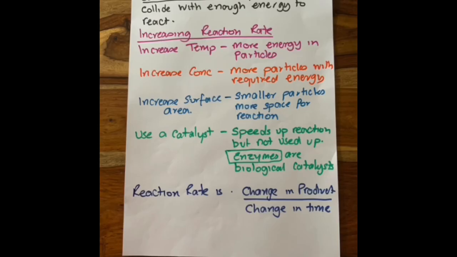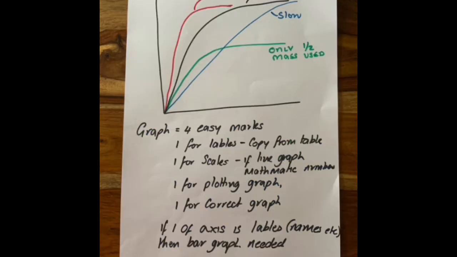1. Reaction rate. This is collision theory. Particles have to collide with enough energy to react. We increase the energy, i.e. increase the temp, reaction increases. Increase the concentration, more particles with the energy, reaction increases. Increase the surface area, same idea. And a catalyst allows it to do it in a different way. Enzymes are biological catalysts. Reaction rate is the change in the product divided by the change in the time.